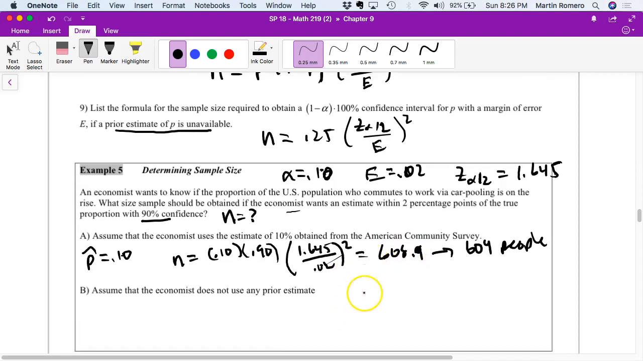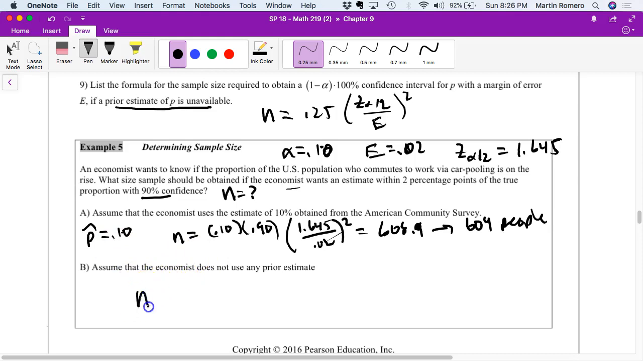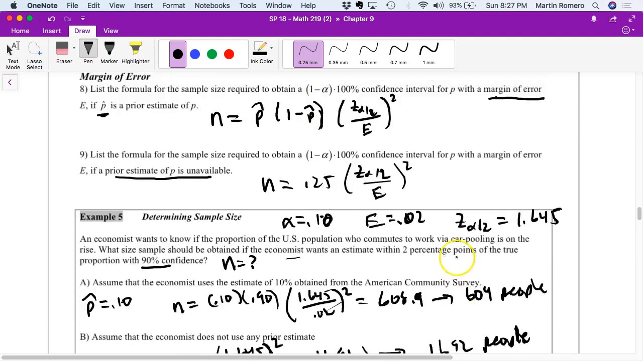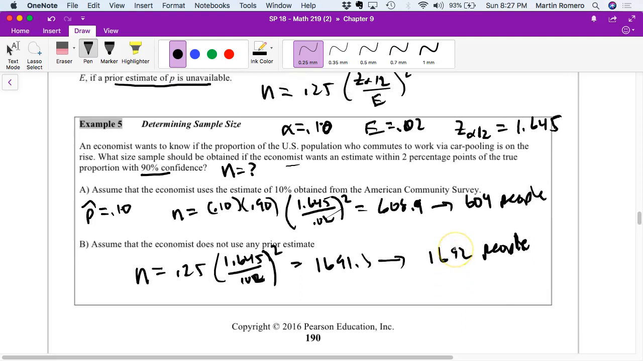Now let's assume that the economist does not have a prior estimate, and the calculation then would be n equals 0.25 times 1.645 over 0.02, squared. When we do that calculation, we get 1691.3, and we round that up to 1692 people. Because we didn't have an estimate, we now have to interview more people to limit our margin of error. And that's what we would do here for these problems.